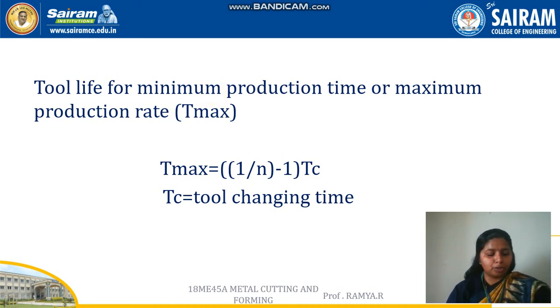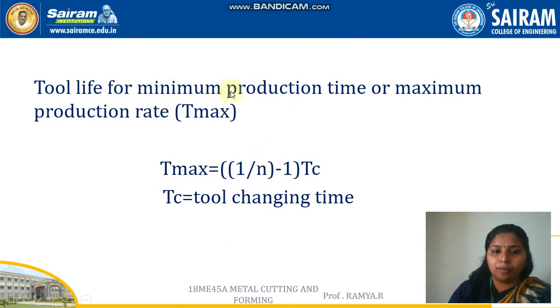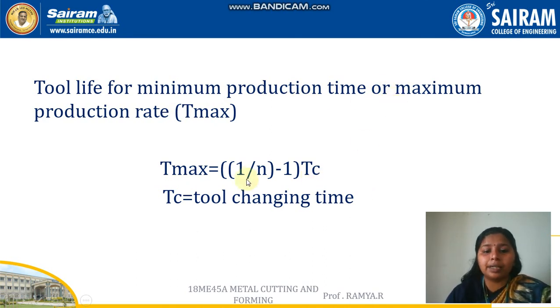So here the tool life for a minimum production time or a maximum production rate is a function of the index n. This is the main factor, and it is indicated with the formula (1 by n minus 1) into Tc, where this Tc is nothing but the tool changing time. So this is about the tool life for minimum production time or maximum production rate.